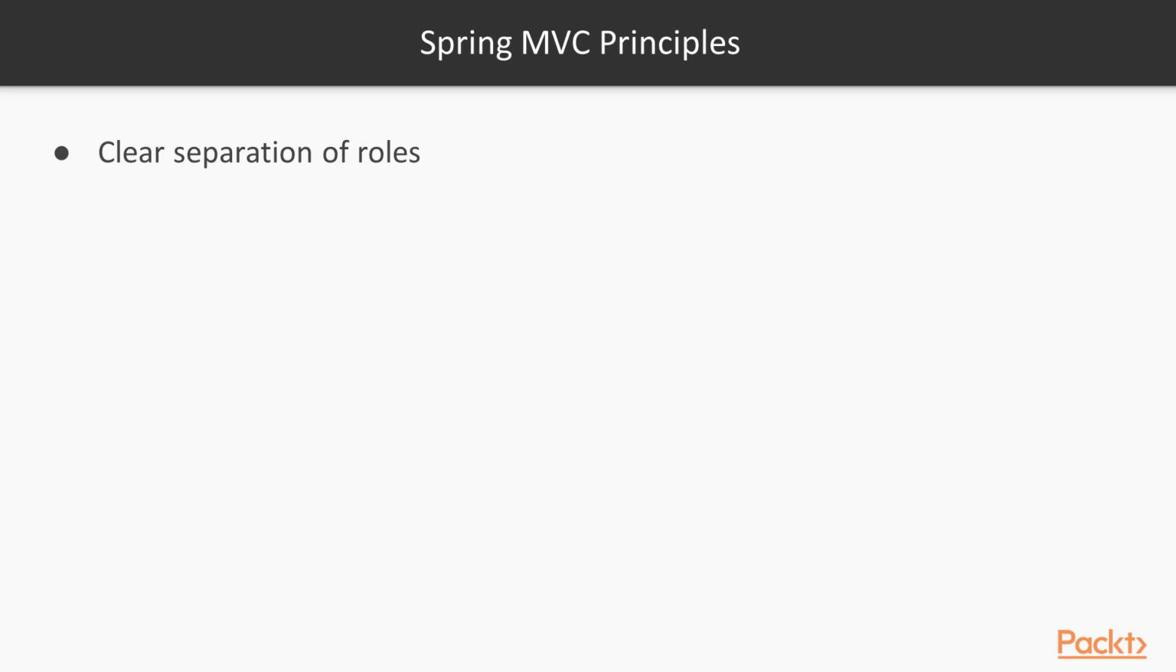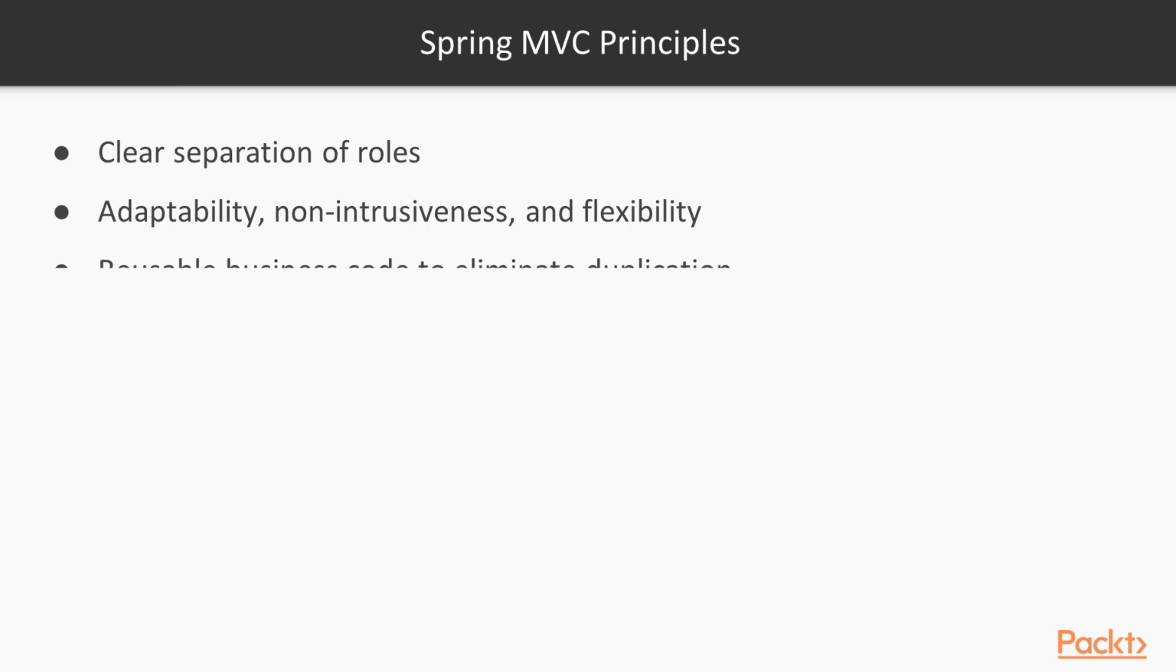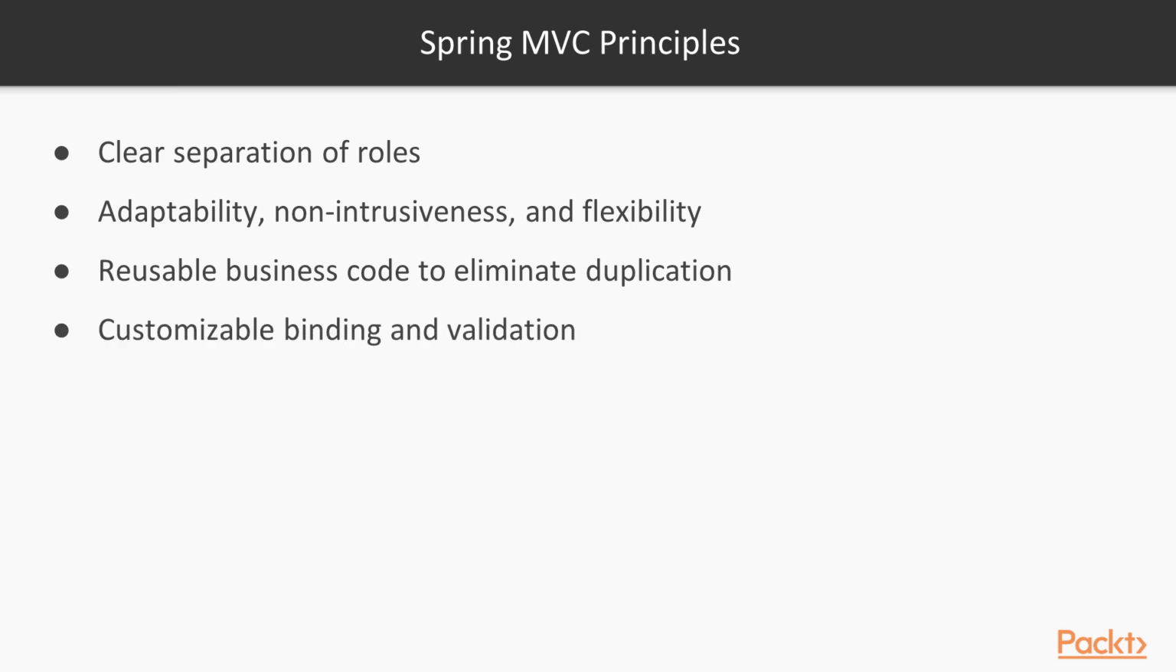Another principle is adaptability, non-intrusiveness, and flexibility. We can define any controller method signature we need, possibly using one of the parameter annotations such as request param, request header, path variable, and more for a given scenario. One more principle stands for reusable business code, with no need for duplication. We can use existing business objects as command or form objects instead of mirroring them to extend a particular framework base class.